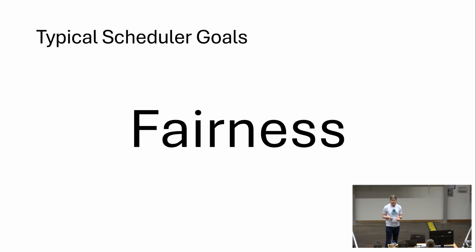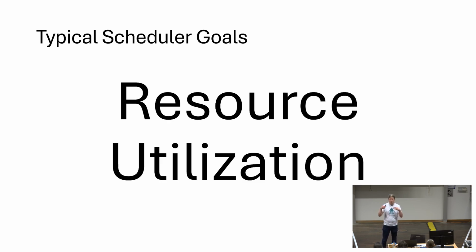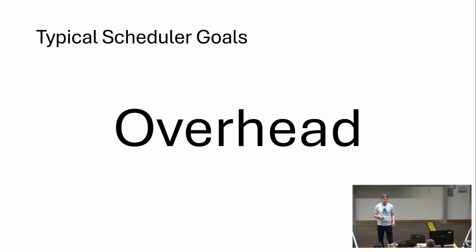So what are our typical scheduler goals? One goal is fairness. We want to ensure that all tasks come onto the CPU in the manner that is given by the priorities. That's pretty important. Then we want to utilize the resources, so we want to use more than one core in my 16-core machine here. We want to reduce the overhead.